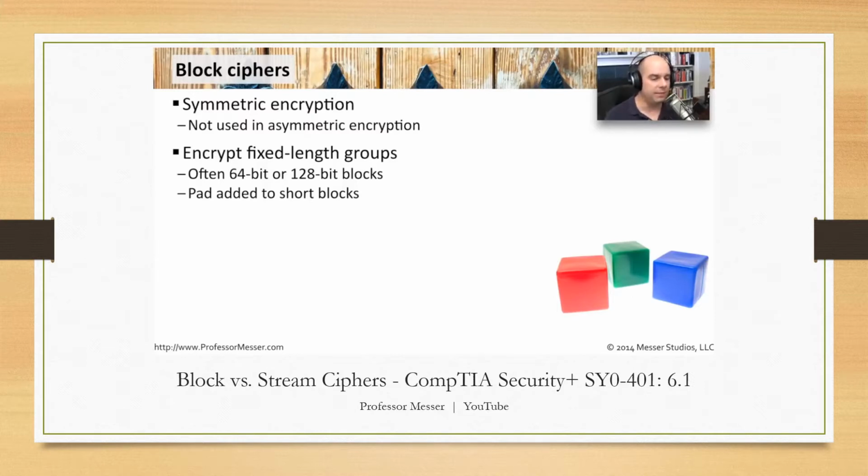And in this block cipher, sometimes you'll have some text that doesn't quite fill up the block. So occasionally you will pad that data because you really do need a full block of 64 bits, 128 bits, whatever that size is, to be able to do that encryption.